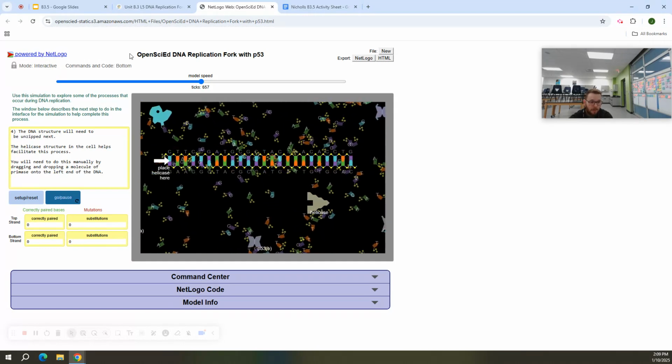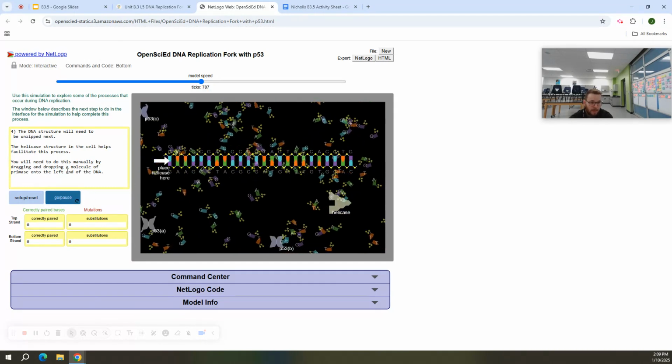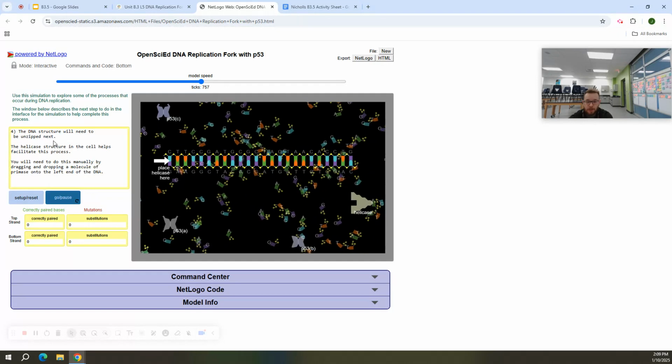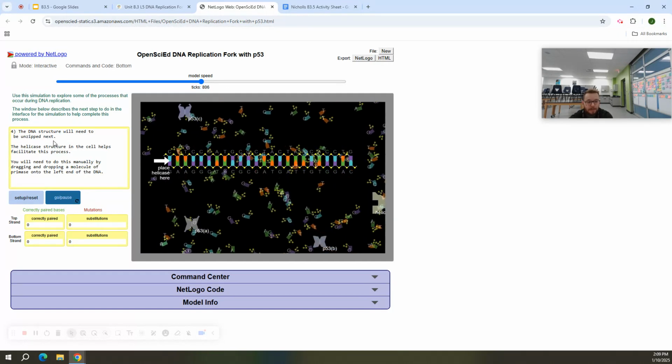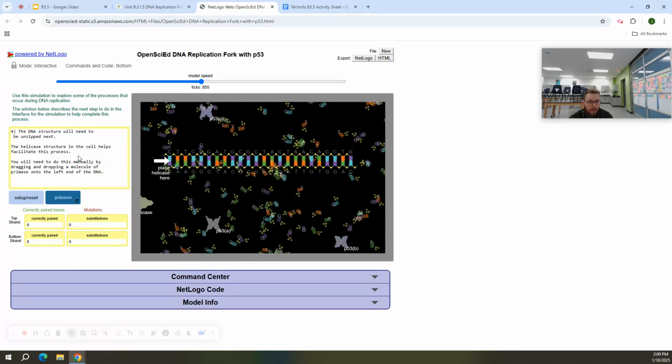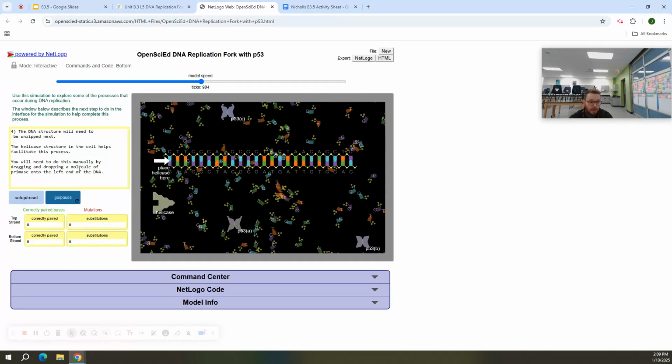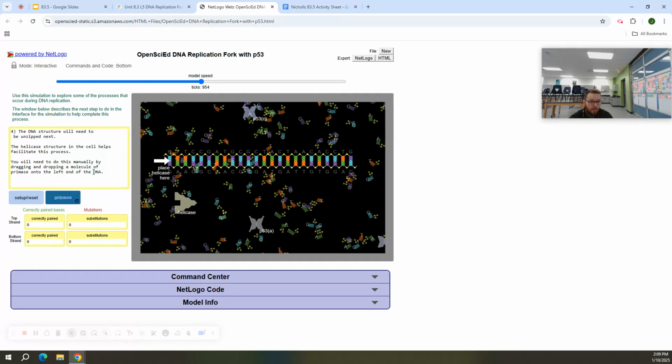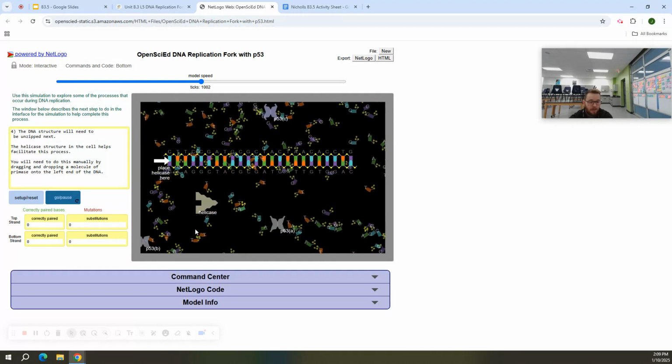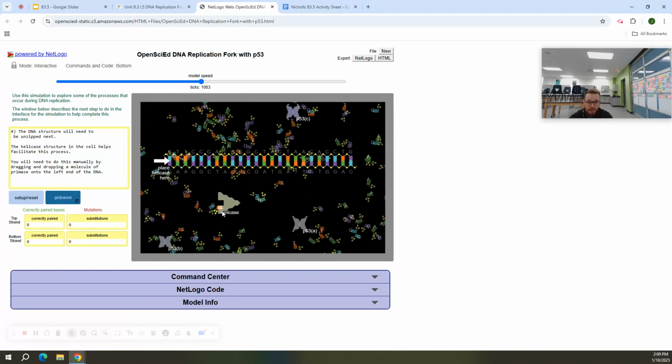Boom. Okay, and then that little thing drifts off into space. Okay, and then just follow these instructions again. The DNA needs to be unzipped. The helicase structure in the cell helps facilitate this. You'll need to do this manually by dragging and dropping a molecule of primase onto the left end of the DNA. Primase is the same thing as helicase.